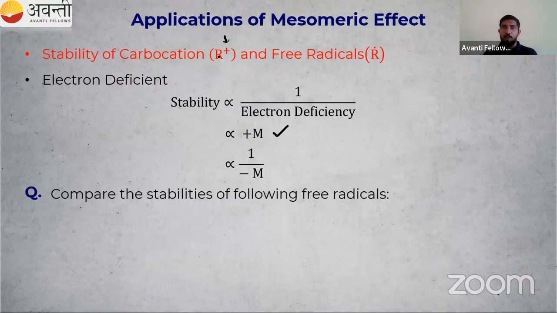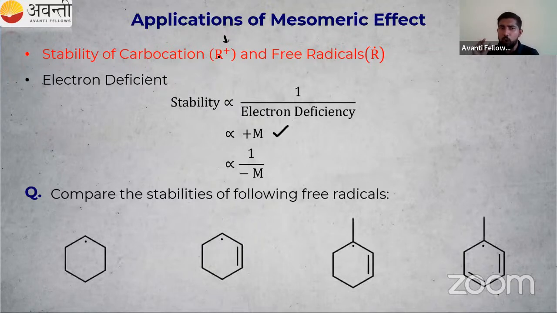So this is a question for you. You have to give me the answer in the chat box. Compare the stabilities of the following free radicals. So how to check the stability of the following free radicals? You have to check the group attached. If resonance is possible, then stability will increase. So let us check that.